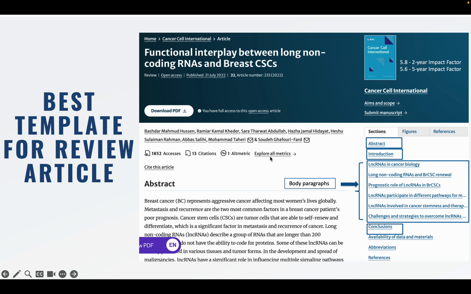And also, we published this paper in Nature Journal in 2022. We received 13 citations. And this paper is the first paper from the day of publication until now. The number of accesses is 1,852. We just followed this template: abstract, introduction, body paragraph, and conclusions.